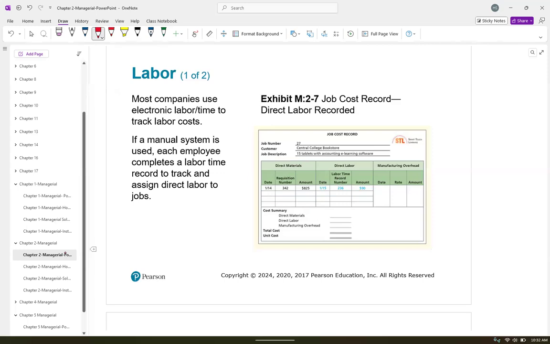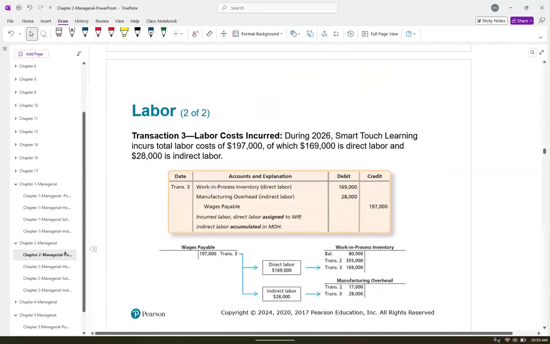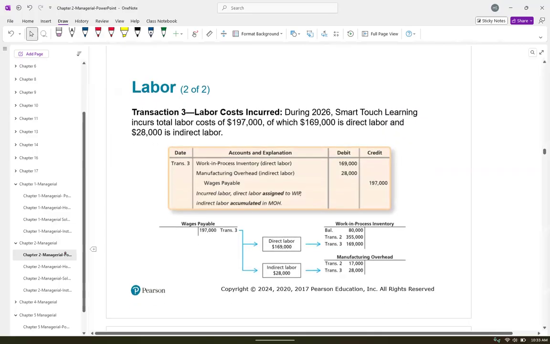You will see a supervisor over that plant. You will see a maintenance worker over that plant, somebody, a janitor who's supposed to mop the floor. Those are indirect labor. Okay. There's very little direct labor. So labor costs, they said incurred in 2026, Smart Touch Learning incurs total labor cost of 197, of which 169 is direct. Okay. 28,000 is indirect.